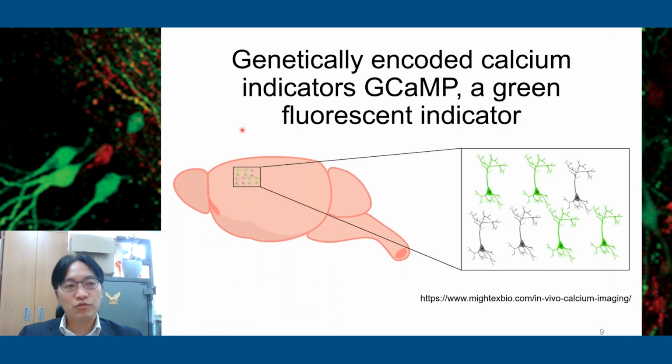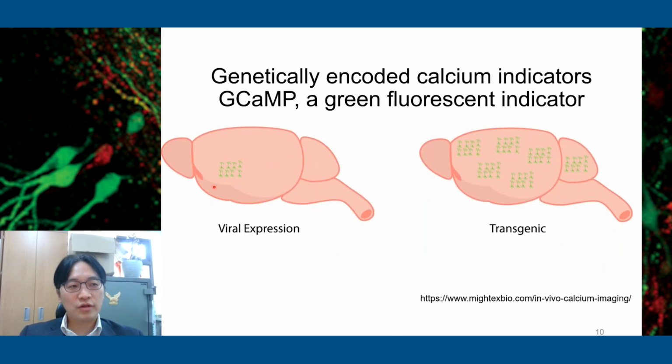So let me quickly go through the basics of the techniques. We use a calcium indicator. It shows green fluorescence in correlation with the calcium concentration. So that's a proxy for the neural activity. And we can genetically introduce this indicator by using viral infection or transgenic animals, so the whole brain or whole body will have this indicator in their neurons.